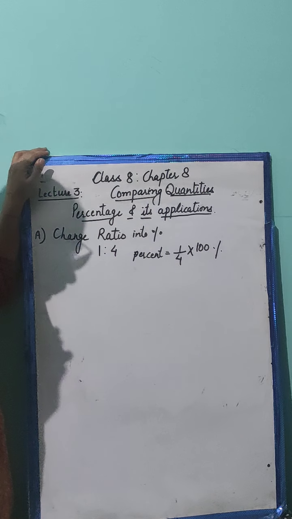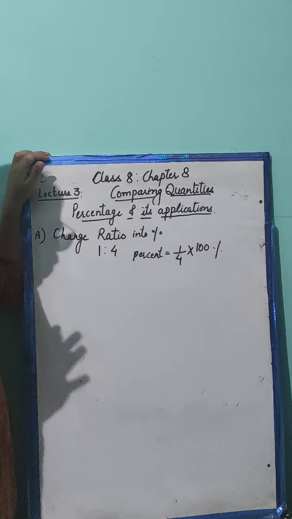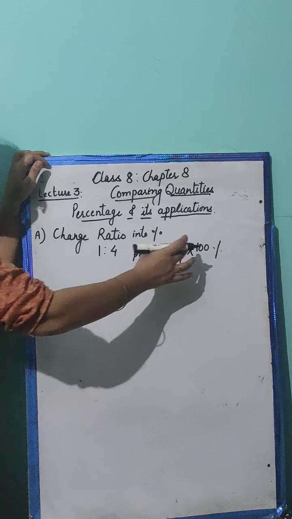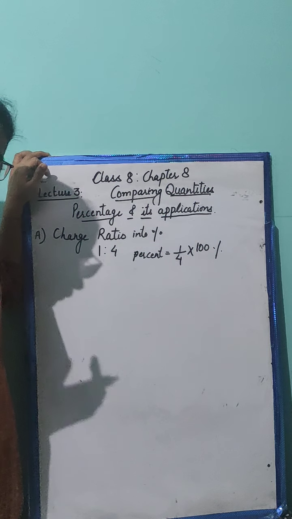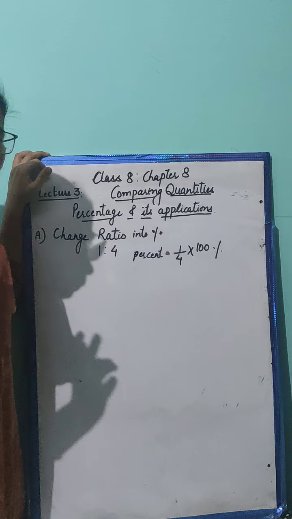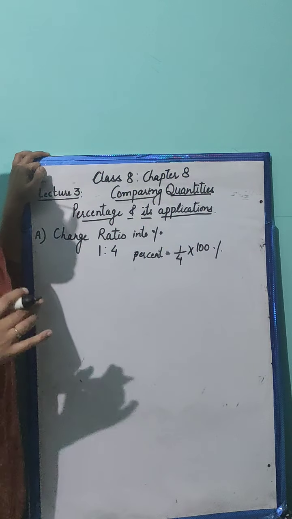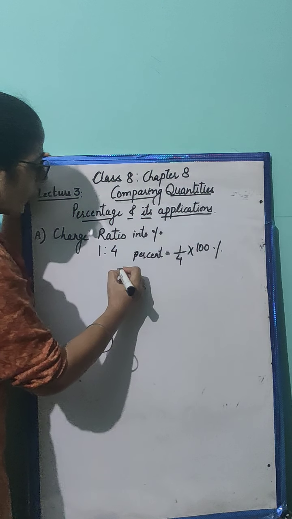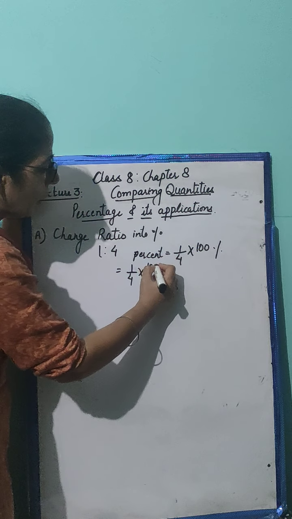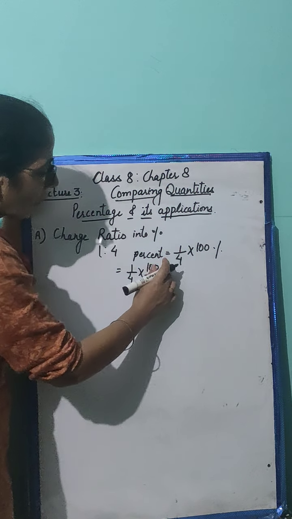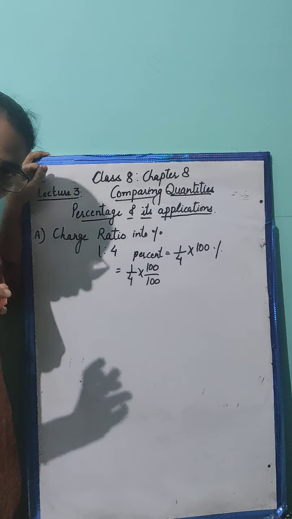In maths, you should have a logical mind. Why are we doing this? You should know why I am multiplying with 100. I am not changing the number. I am multiplying with 100 as well as dividing by 100. If it is 1:4, it is 1/4 into 100 upon 100. If I multiply and divide a number with the same number, there is no effect on the number.